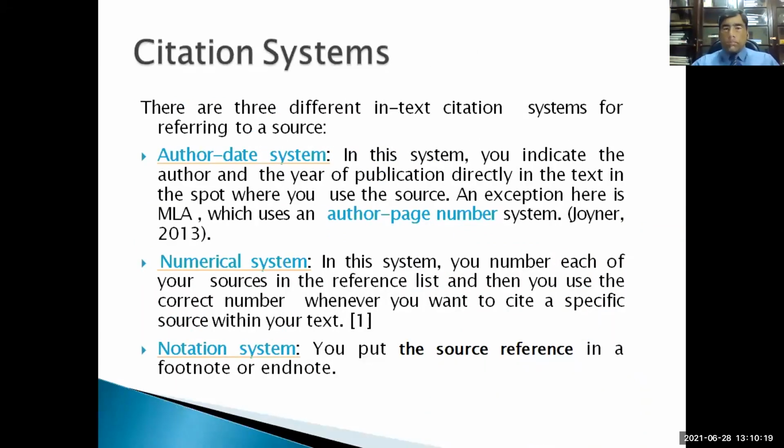Citation systems. There are three different in-text citation systems for referring to a source. Previously, I mentioned the author-date system, where you give the author name and then the year. Then you have numerical citation, followed in ACS. Basically, you give the numbers one, two, three, and you use these numbers in superscript format, and then you give the reference in footnotes. Then the notation system: you put the source reference in a footnote or endnote.